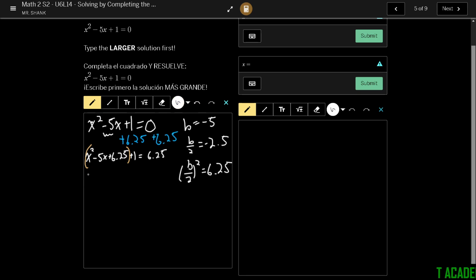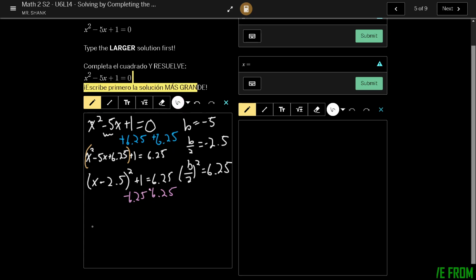I'm going to rewrite it in vertex form. So I have x plus my b over 2. So I'm going to say minus 2.5 squared plus 1 equals 6.25. And make sure you subtract by the number you added, so that way it is still the same equation. So I'm going to say minus 6.25 to both sides. Get our final vertex form, or our final form.